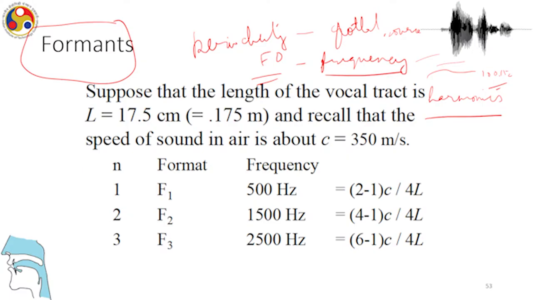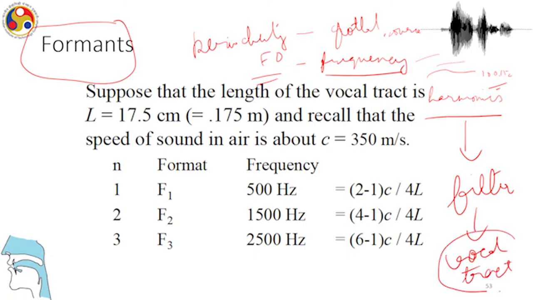Now, when we have formants, some of those harmonics will be highlighted by the filter that we just studied. The filter is our vocal tract. Some of those harmonics will be accentuated by the vocal tract. And that is the function of the vocal tract. It will accentuate some of the harmonics. And as a result, you will hear different vowels. So that's why R sounds different from E and E sounds different from U.